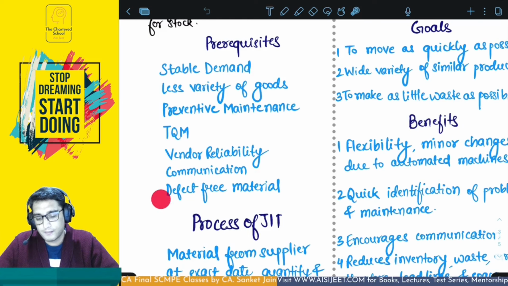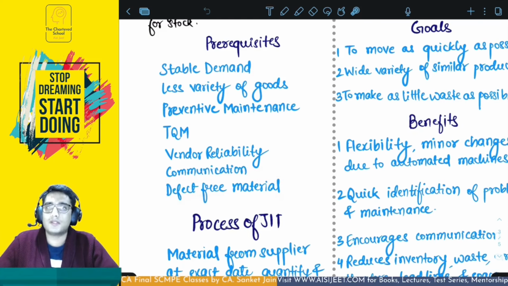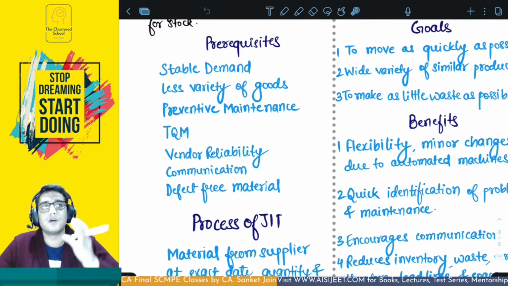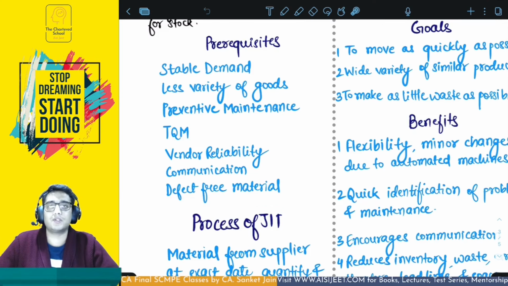So the material received should be defect free, otherwise once we start using the material in production and if it is defective, then your production will also be defective, which we don't want because it will lead to customer dissatisfaction. Either the customer receives the defective product, or a defective product is identified before the delivery is made, but then you would not be able to make delivery to the customer on time, ultimately leading to dissatisfaction in any case. So you need defect free material. These are the prerequisites of GIT.